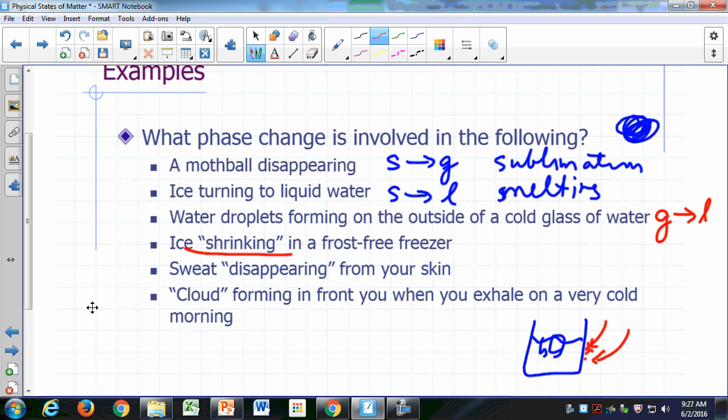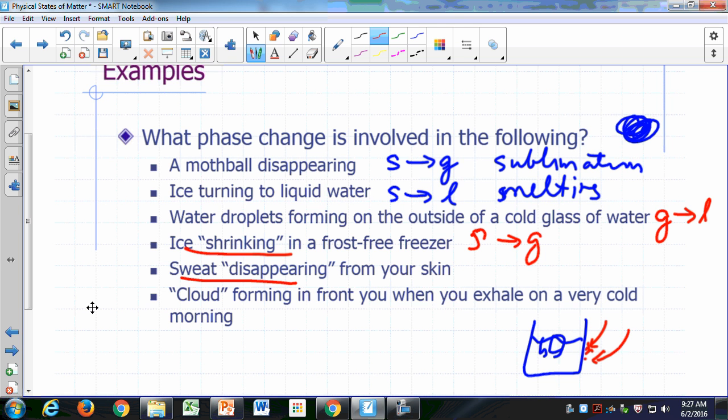Ice shrinking in a frost-free freezer. That's sublimation. Anytime you see a solid shrink over time and you don't see it turning into a liquid, that means it's turning into a gas directly. And that's what happened to D.W.'s ice in the TV series on PBS, Arthur. She put a snowball in the freezer and it disappeared. That would be my explanation for that mystery.